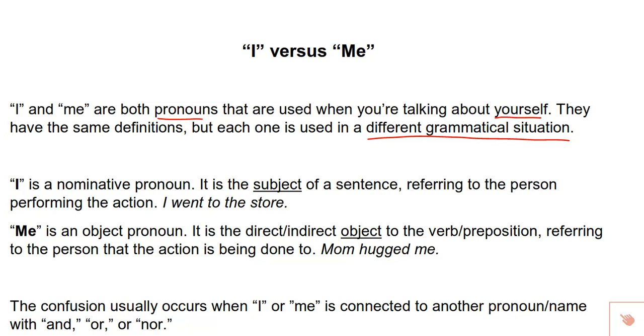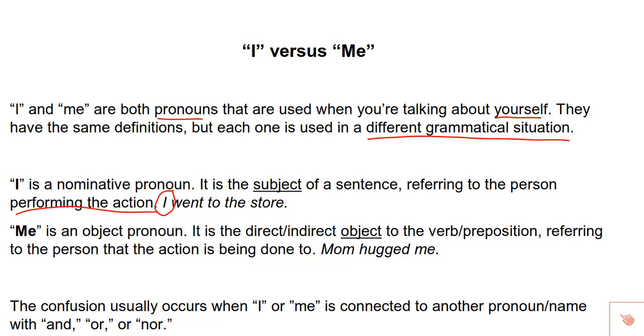I is considered a nominative pronoun, which means it's the subject of a sentence referring to the person performing the action. For instance, here I have "I went to the store." The action of going to the store is performed by I.